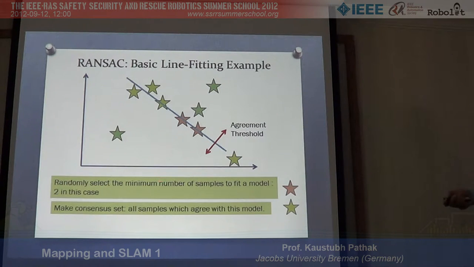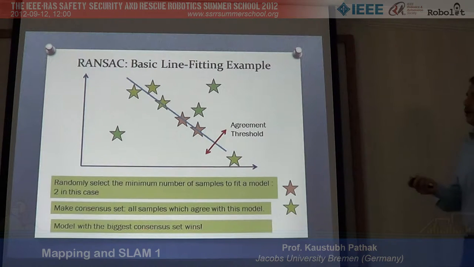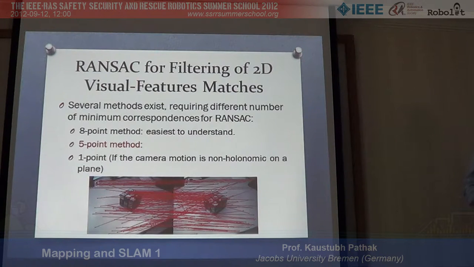And then you make a consensus set. These are all the points which agree with this line. So these are points which lie within some agreement threshold around this line. So you have this point, this point, this point, this point, this point. And so this forms a consensus set. And the model with the biggest consensus set is then considered the model. So this is a very simple example which illustrates RANSAC. It's a very useful algorithm.